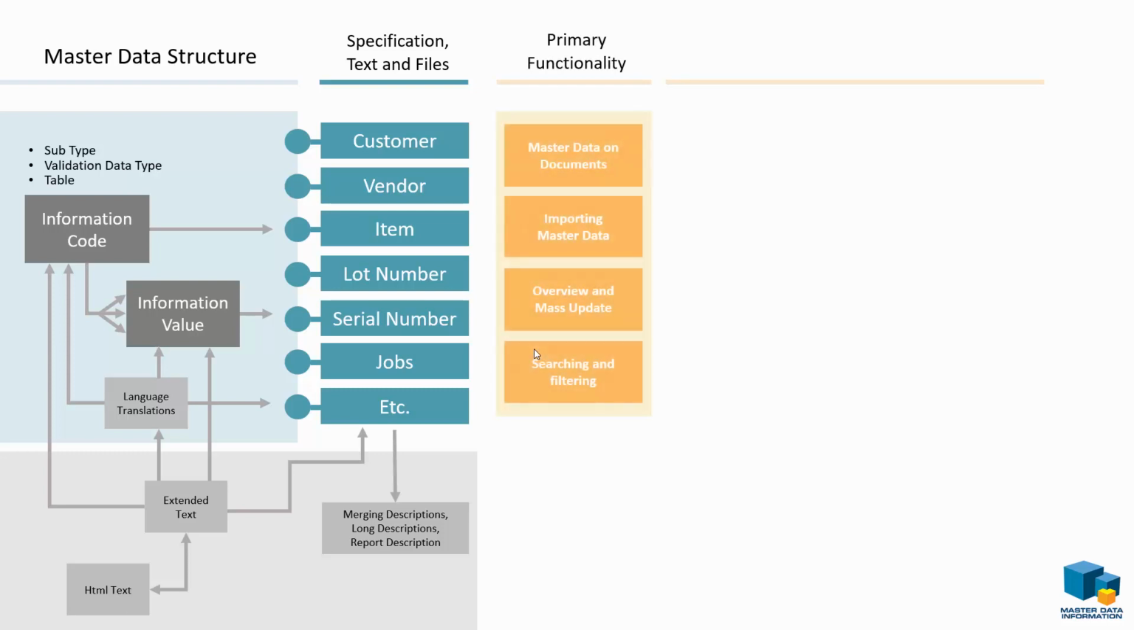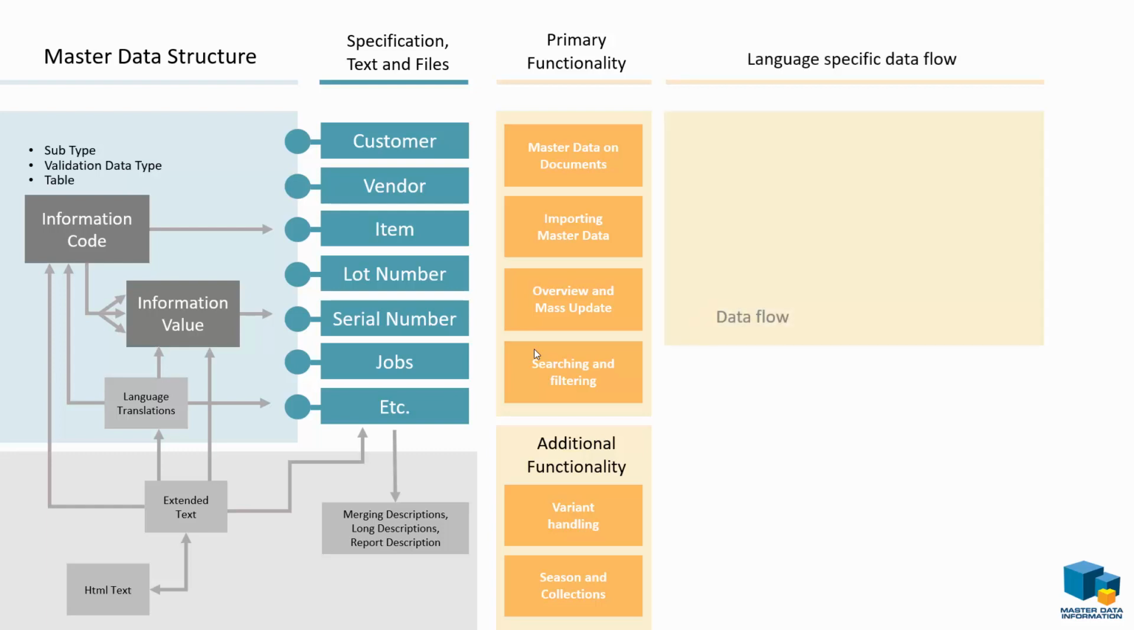So the primary functionality would be master data on documents in Business Central, which is a way of making data flow from the entities to the open documents, importing master data using the master data import worksheet, overviewing master data with the information matrix, searching and filtering using the marking functionality and searching functionality. And we have some additional functionality with variant handling, season and collection handling, where you can work in more detail if you're in those industries.